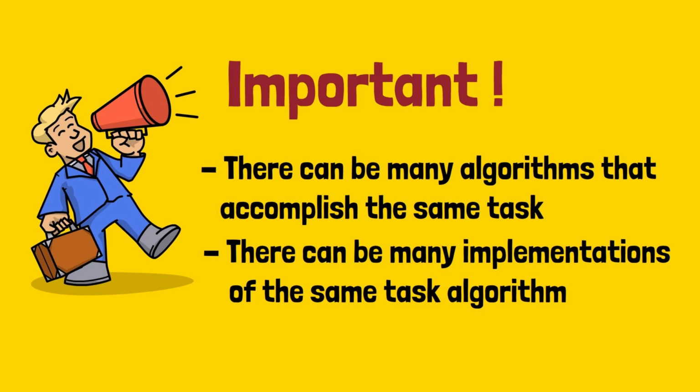I'll probably do the same thing occasionally. I may occasionally use algorithm when I should be using implementation. So just remember that an algorithm can have many implementations. And as I said, there can be many algorithms for accomplishing the same task. So that's algorithms, not terribly complicated. They just describe the steps you have to perform to accomplish a specific task.